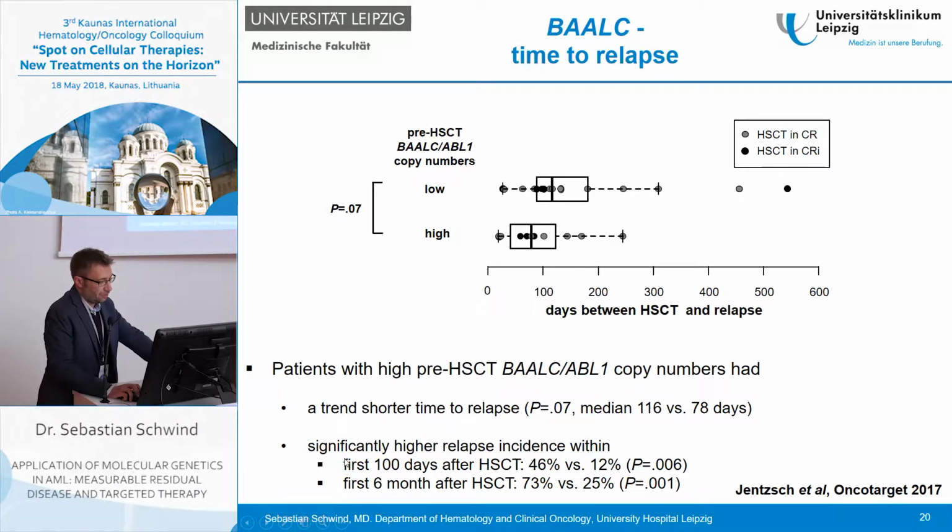However, if you look at the first 100 days after transplantation, those with higher expression had significantly higher relapse rates than those with lower expression, and that was also true for the first 6 months after hematopoietic stem cell transplantation. So that indicates this p-value would probably become significant once we've reached a sufficient number of patients.